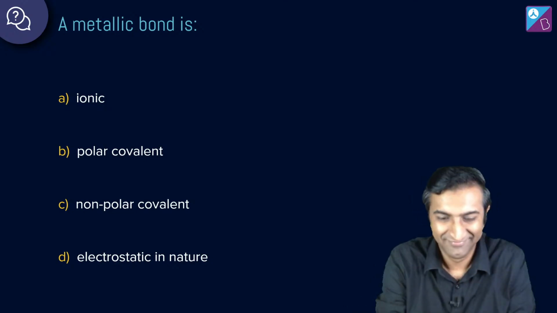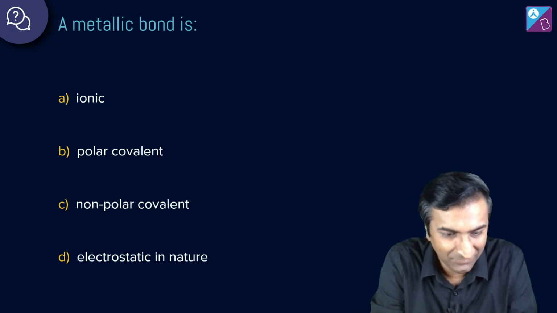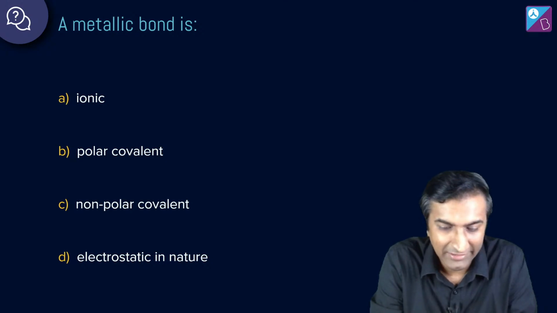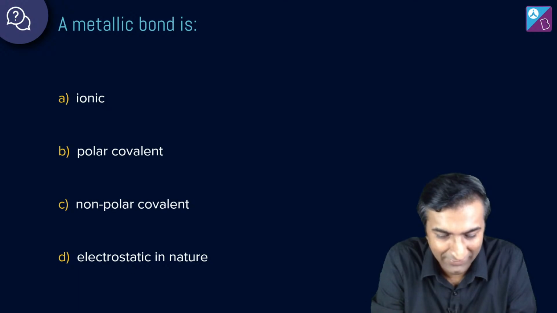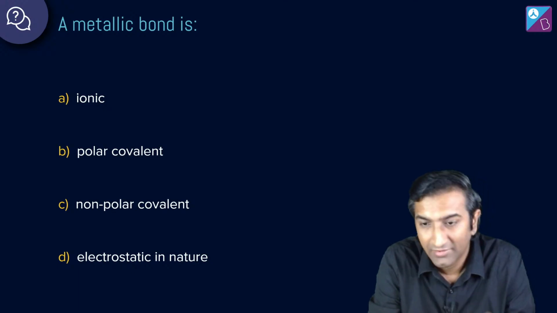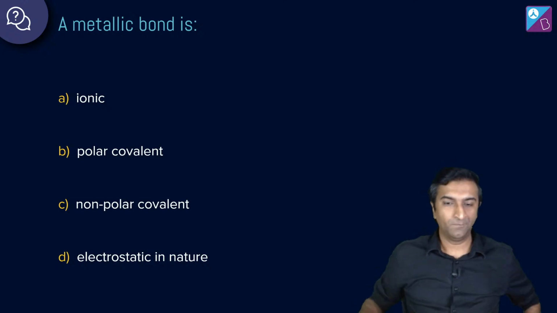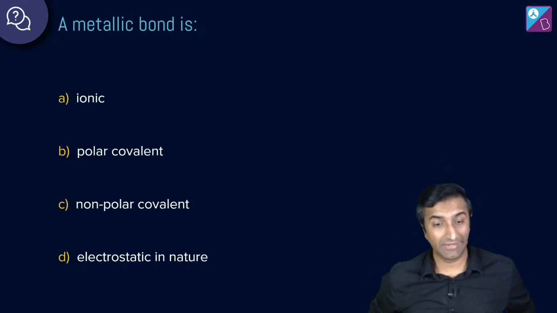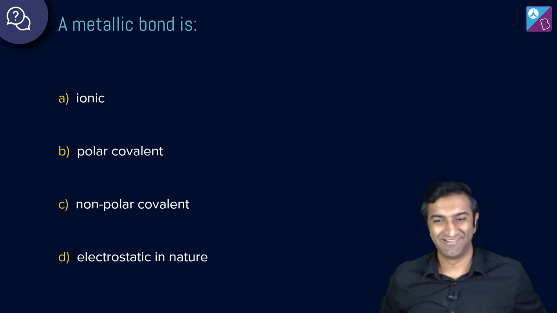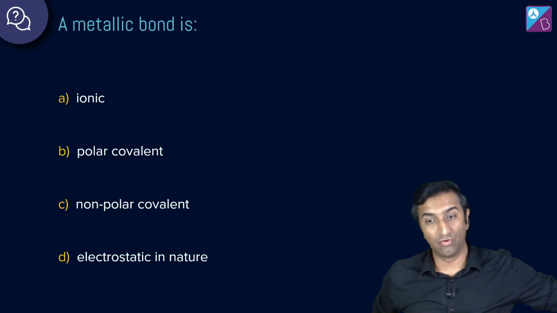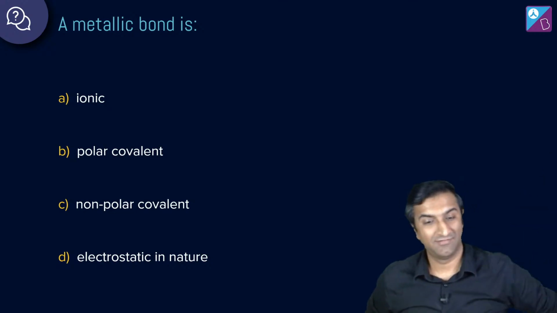दोस्तों बताइए, what do you think about this one? CFT. अच्छा, there is a bit of a lag between what I am saying और जो आपको सुनाई दे रहा है. मैं CFT थोड़ा देर पहले बोला था, but it's okay, कोई टेंशन नहीं है. इसका क्या जवाब होगा बताइए? What is a metallic bond? आयोनिक है, पोलर कोवलेंट है, नॉन पोलर कोवलेंट है और इलेक्ट्रोस्टैटिक इन नेचर.